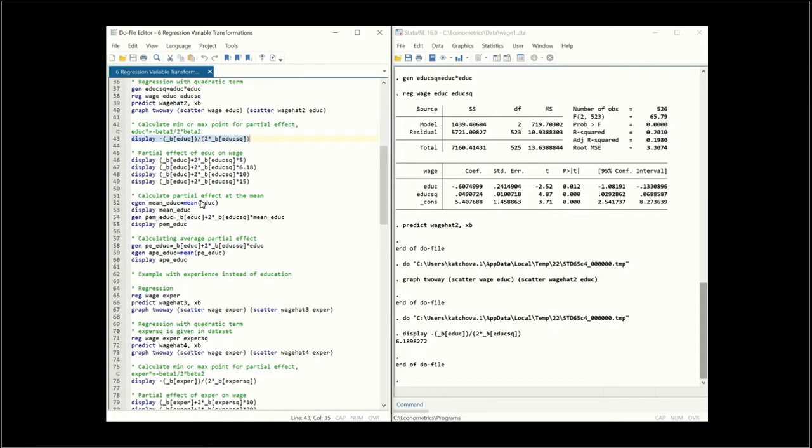Okay, so let's calculate the partial or the marginal effect of education on wage. The way we would calculate it, we basically take the derivative of wage with respect to education. So we would have the coefficient on education plus twice the coefficient on education squared times education. We can give it several different values of education here. We could give it a value of 5, then the turning point that we found, 10 and 15. And we can display all of them.